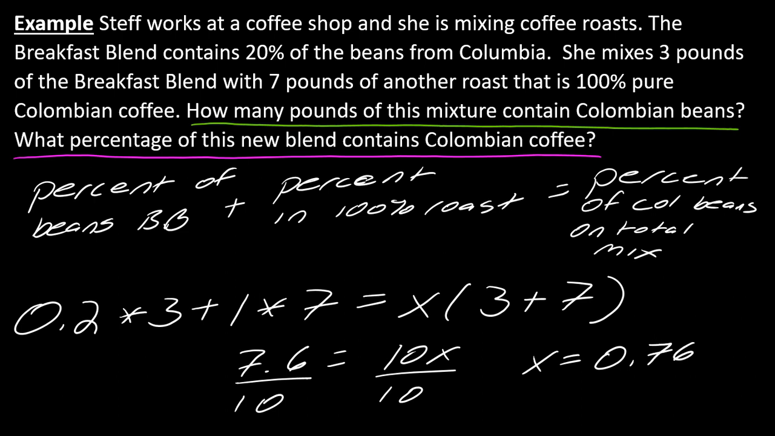to get that this is 0.76. So what this means is after I combined these two roasts, the 3 pounds of the breakfast blend and the other amount of the pure Colombian coffee, what that gave me now is a mixture of coffee that is 76% Colombian beans. So I've got 76% of the Colombian beans. Okay.